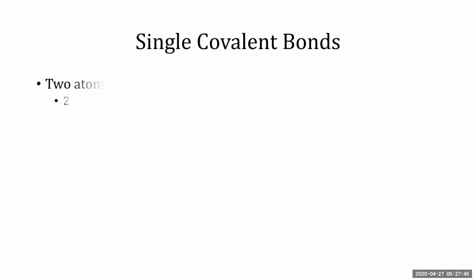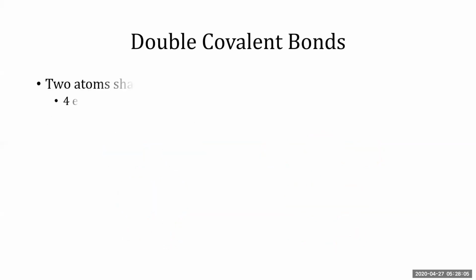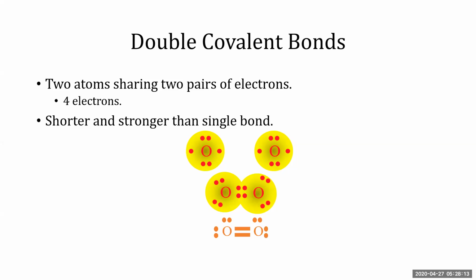Single covalent bonds have 2 electrons shared between atoms. 2 examples illustrating this are F2 and H2O. A line represents 2 electrons shared between atoms. Double covalent bonds have 4 electrons shared between atoms. An example illustrating this is O2. An equal sign represents 4 electrons shared between atoms.